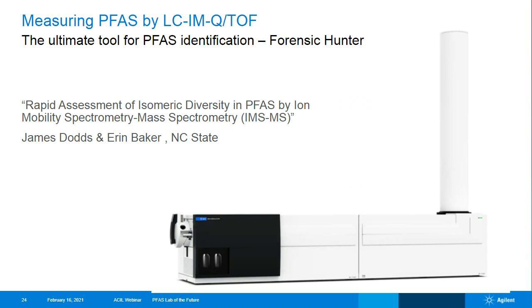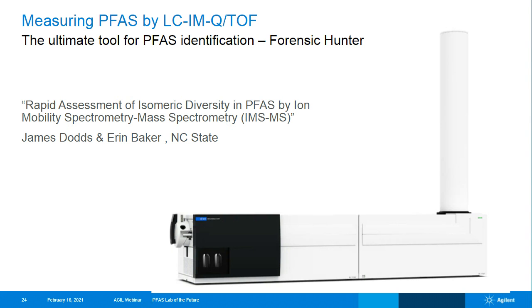Taking this a step further, this lab is very advanced, and they actually are what we call forensic hunters. They want to identify whether they can predict where the PFAS contamination is coming from, or who the PFAS contaminators are. These are some examples I'm showing you from work done at North Carolina State with Erin Baker and the ion mobility high-resolution instrument as well. The difference between an ion mobility high-res instrument and a straight liquid chromatography high-res instrument is basically that the ion mobility allows you an extra dimension of separation.